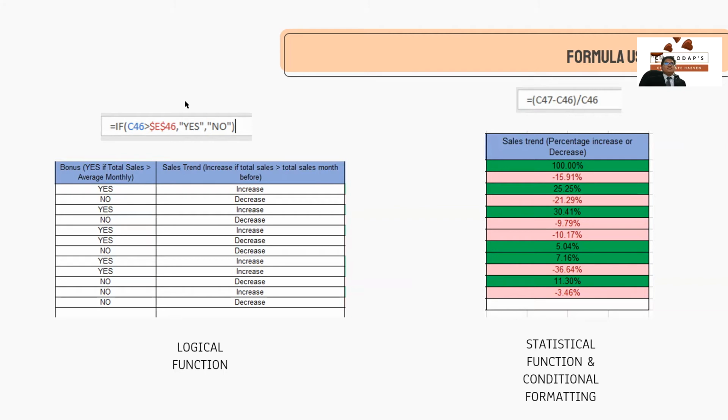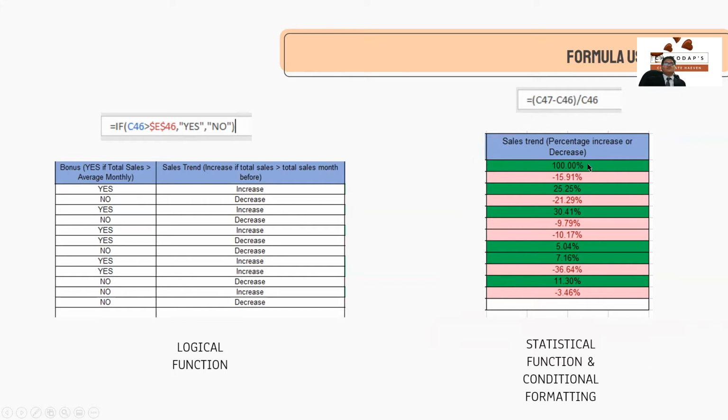The next one is the sales trend, which is increase if the total sales is more than the total sales of the month before. For January it will show increase because there is nothing before, therefore it's more than zero. February is showing decrease because it is lesser than January.